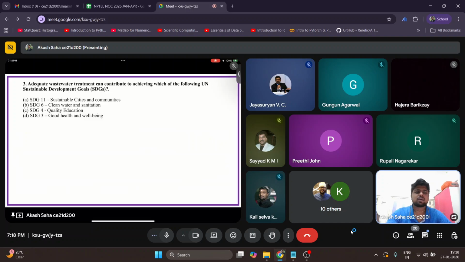So definitely B will be the right answer, because if we treat wastewater properly up to the potable limit, then we can even use it for drinking. Okay, but the treatment has to be of higher efficiency. And then quality education, no, not necessarily, because education, I don't think it will be related to the wastewater treatment. But as SDG 3, as it says, good health and well-being.